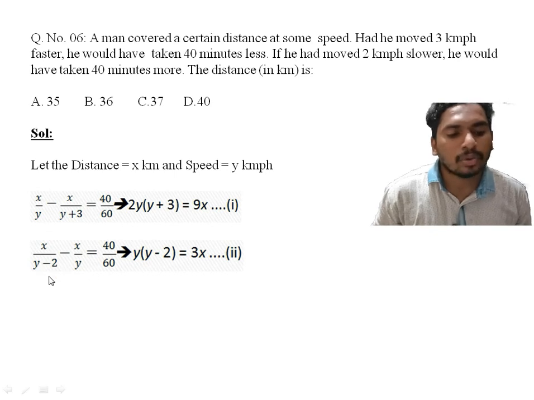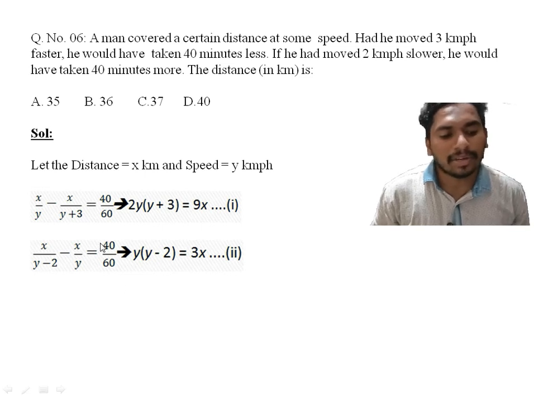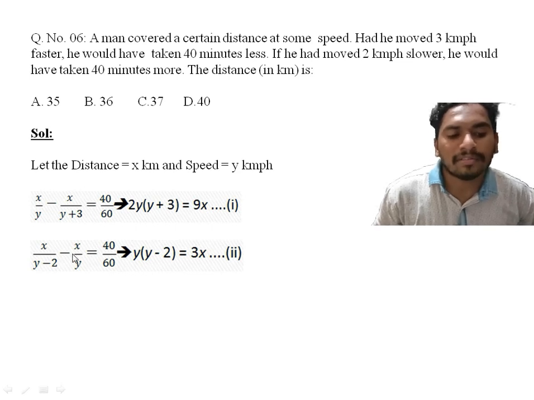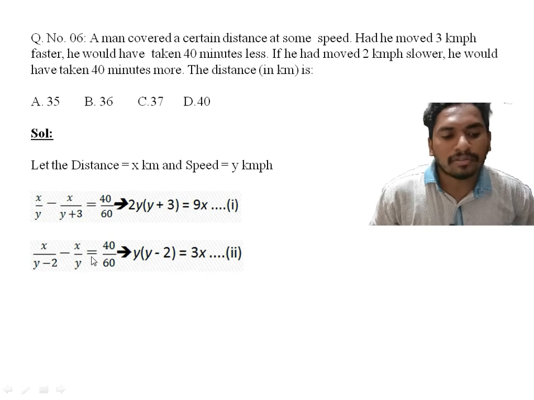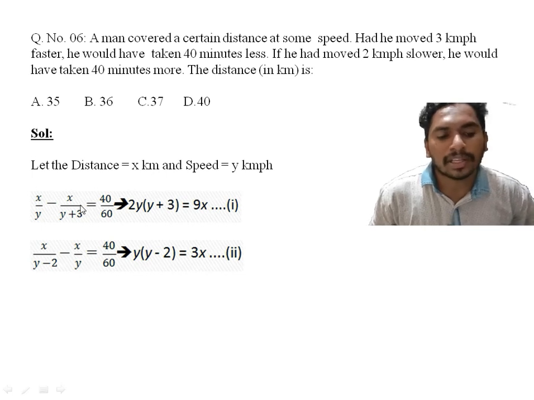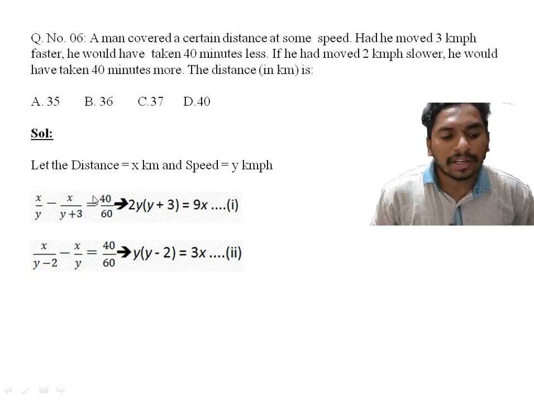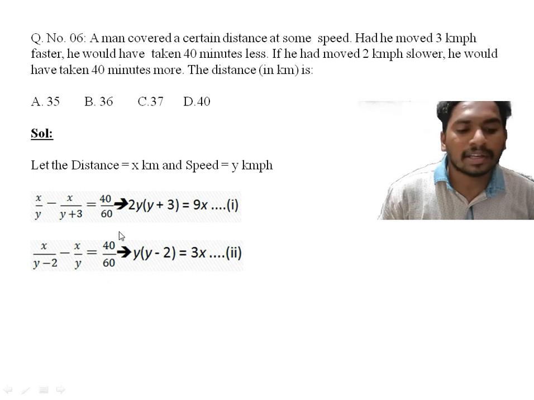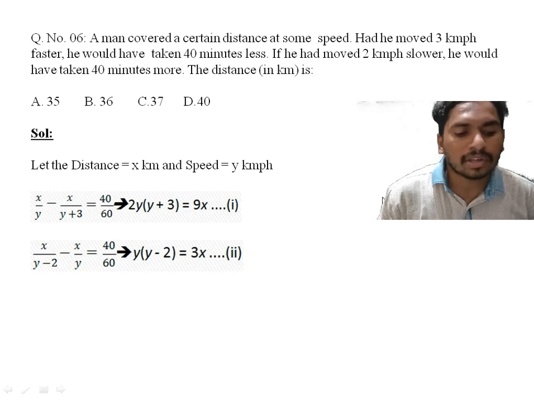If you decrease the velocity by 2 km/h, you will take 40 minutes more time to cover the same distance. Here and here the distance is the same, that is x, only the velocity is changed. In the first case, if you increase the velocity by 3 km/h, you will reach 40 minutes early. If you reduce the velocity by 2 km/h, you will be late by 40 minutes. So like this you will get two equations. If you just solve them, as there are two unknowns and two equations, you can easily solve this.